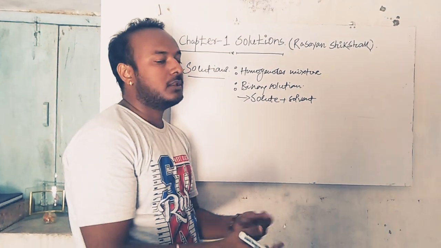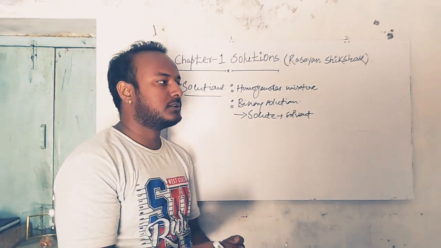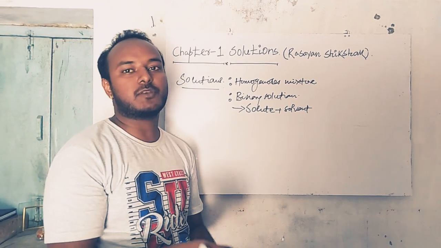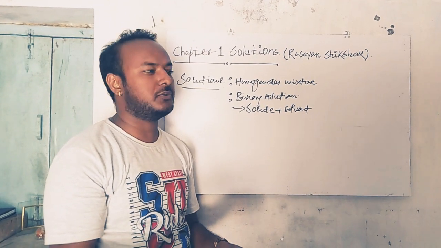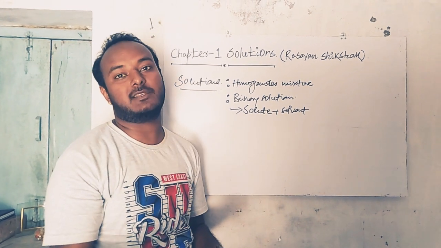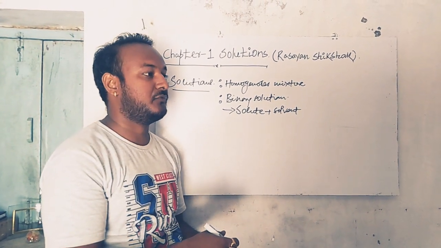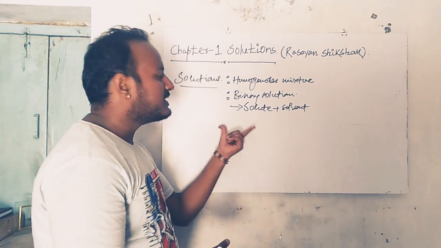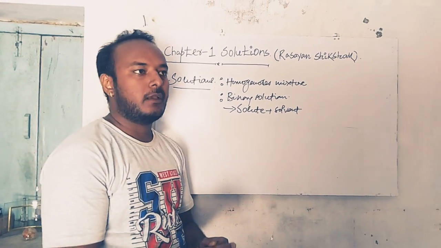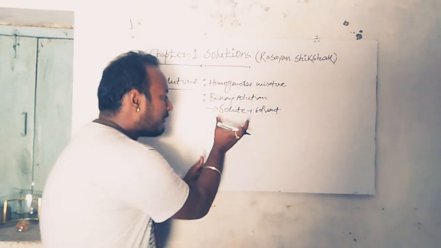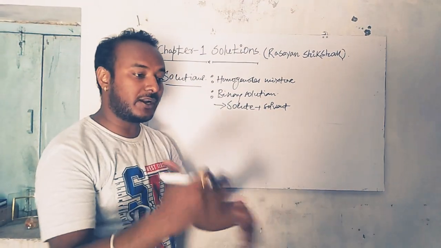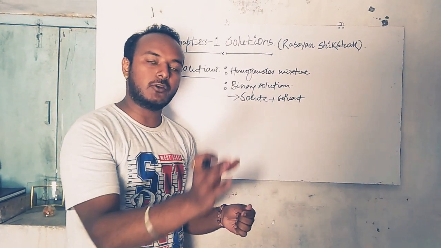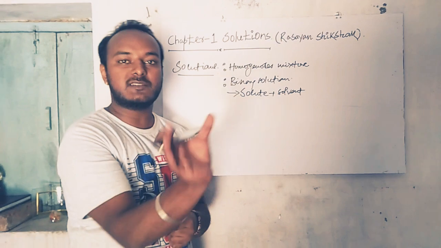There are many examples in our day-to-day life regarding solutions. For example, the fruit juice which we are taking, the tea which we are making, or the sanitizer, which is very famous now at this time because of COVID-19. So these all are solutions. The amount of solute for different types of solution is different.